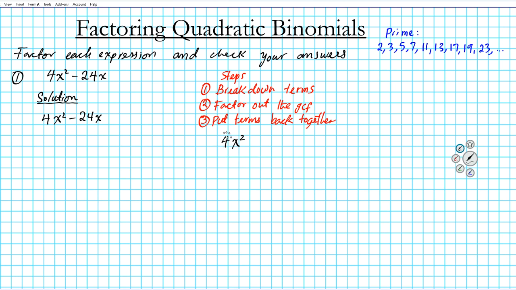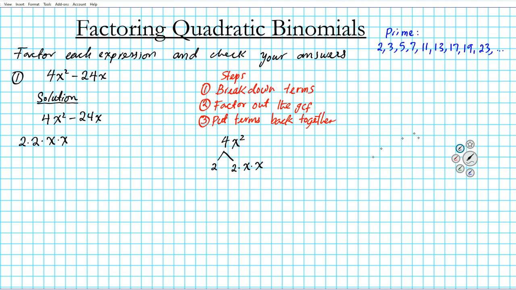So 4, using your divisibility rules, we know that 4 is even, so 2 goes into that. 2 goes into 4 twice, and then times x. So the decomposed or broken down form of 4x squared is 2 times 2 times x. Okay. Alright, so let's put up a partition that can help us to identify the size of our equation.